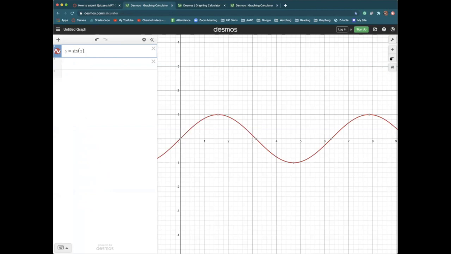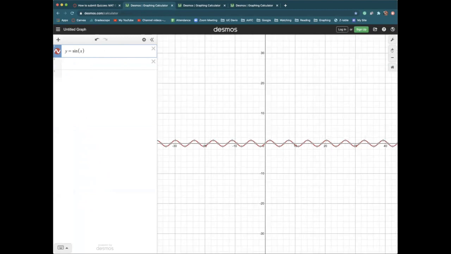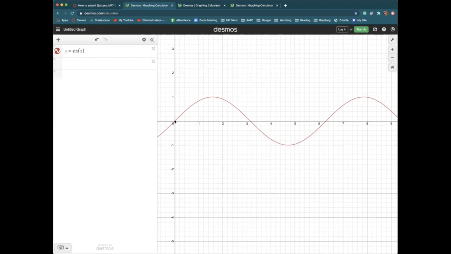Can zoom out and see that it just goes on and on. If we zoom back in, we can also click on some points. Like this point right here, there's 0, 0. And that point right there, there's pi over 2, comma 1, and pi, comma 0, and 3 pi over 2, -1, right? Those are kind of the typical points, which is nice that it gives you those. So those are the usual points you would look for if someone was graphing sine of x.